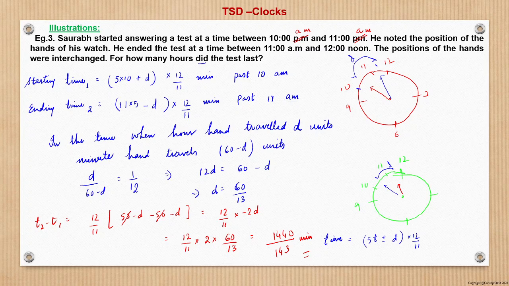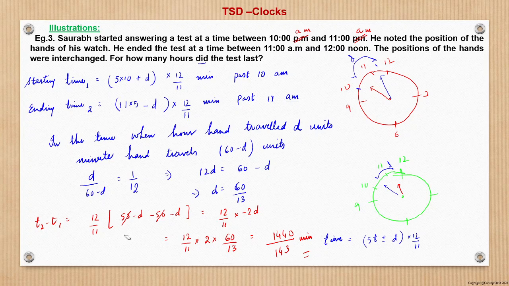Hope the calculation is correct. Let me check once again. So this is the difference of time, basically. There was a bit of a calculation error here. Basically what we have to do is substitute this value of d in these two equations and then subtract. This is certain minutes past 10 a.m. and this is certain minutes past 11 a.m. The difference of the two will be the answer.